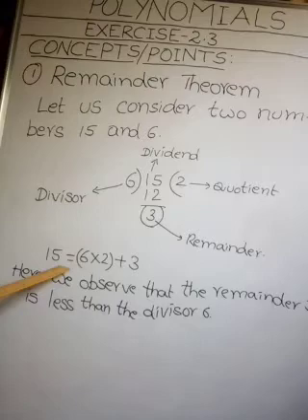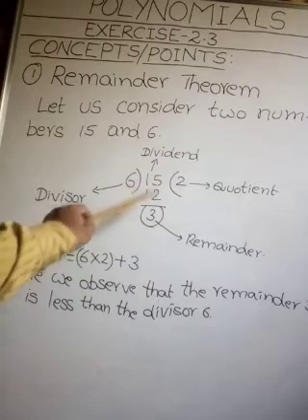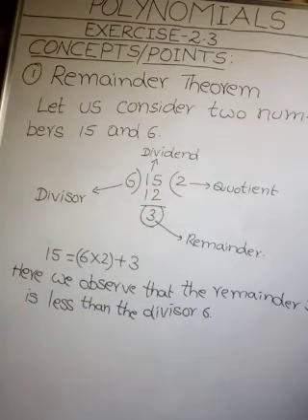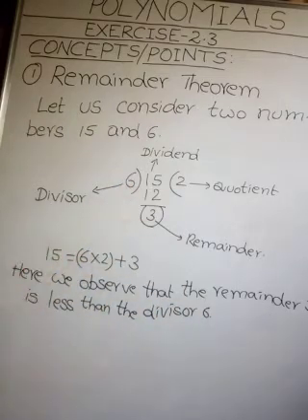Do you remember? If you observe this long division, what is the remainder here? 3. 3 is less than the divisor 6. If you take any example in long division, the remainder is always less than the divisor. Remember this true statement, my dear children. Keep this point in your mind.